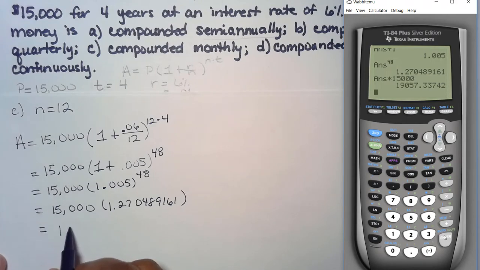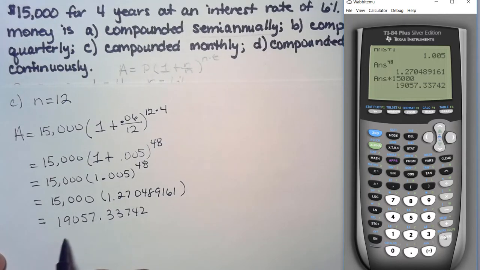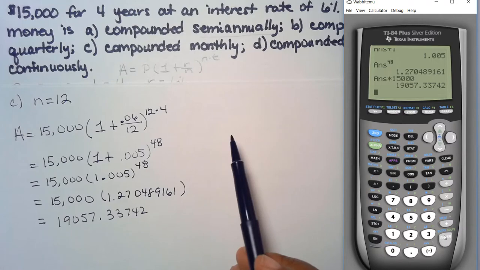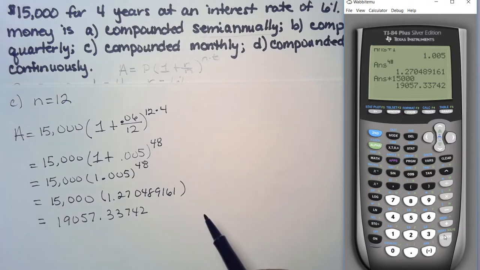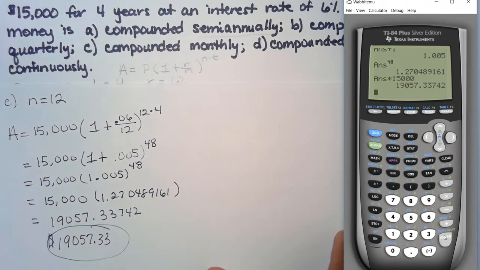So we have here 19,057.33742. So investing monthly, once a month, for 4 years, it was a total of $15,000 at a 6% interest rate. You would have at the end of 4 years $19,057.33. Okay.